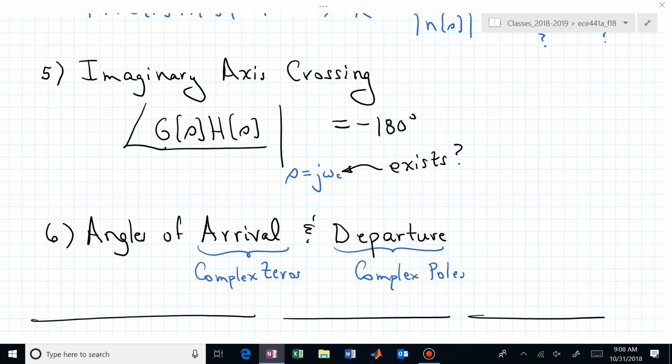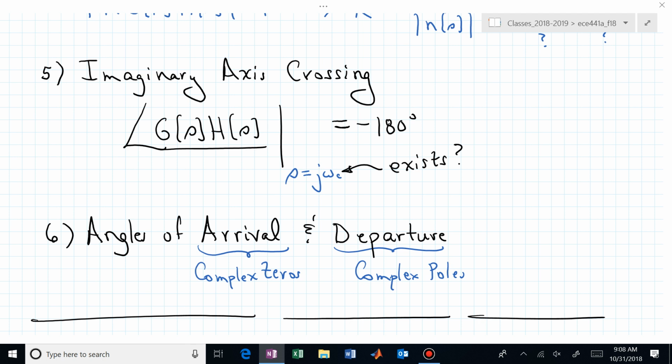Today we'll talk about the imaginary axis crossing, which hinges on the phase angle condition, the angle associated with G of S, H of S, evaluated at a particular point. And if we're interested in the imaginary axis crossing, now we're walking up the imaginary axis and saying, oh, right here, let's say I'm at J2, what's the angle contributed by all of my poles and zeros in G and H? Is it minus 180? If it is, then that particular point is on the root locus.